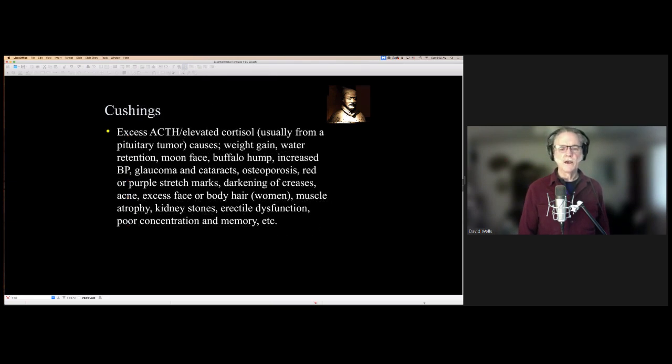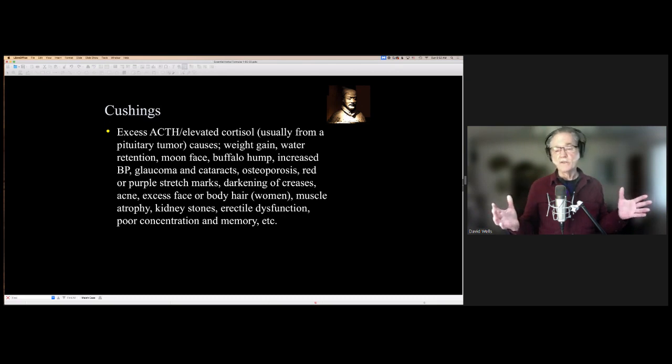Cushing's is caused by elevated adrenocorticotropic hormone, usually from a pituitary tumor, and it causes weight gain, water retention, moon face, meaning a round face, a buffalo hump, which means that when you touch the T1 Dahui, I believe they call it, the big bone at the top of the shoulder, you can't actually touch it because it's got a squishy fat pad over it. Water retention, elevated blood pressure, glaucoma and cataracts, osteoporosis.